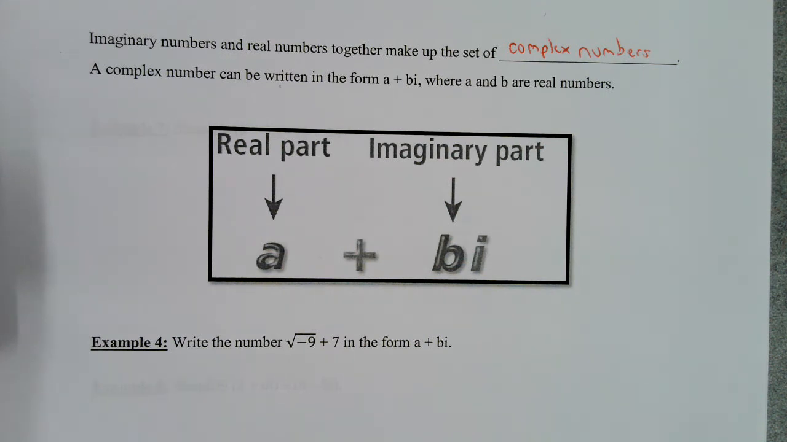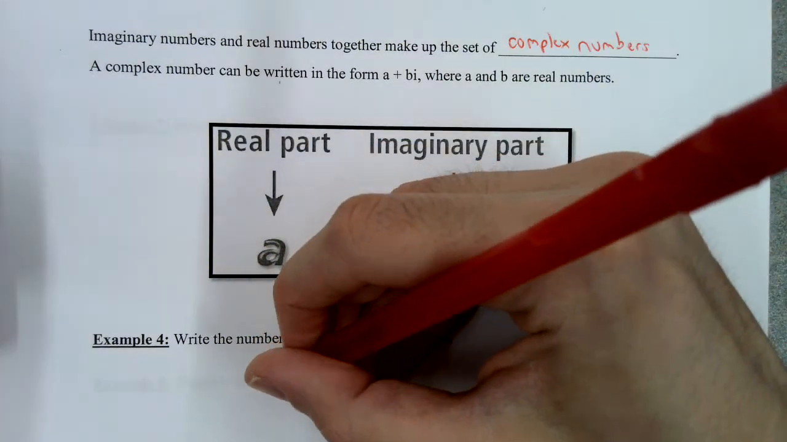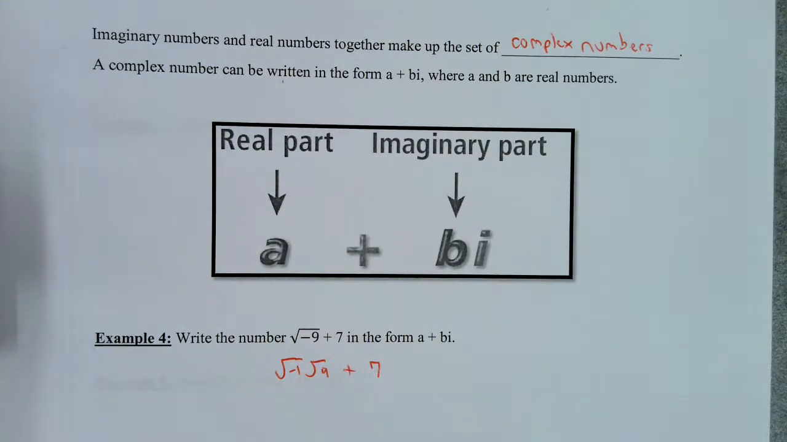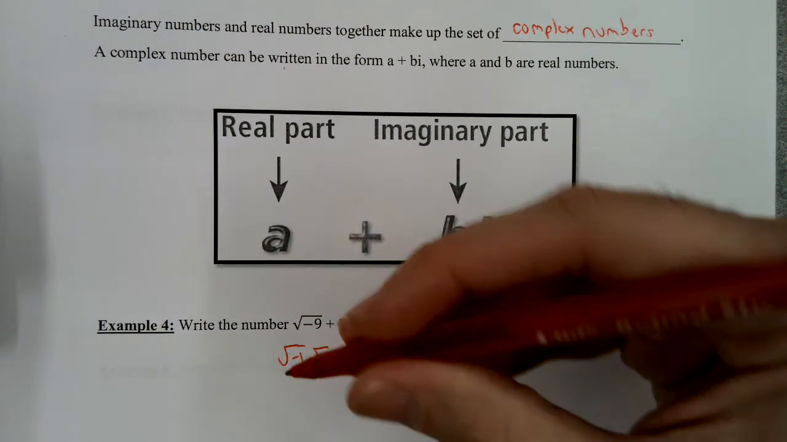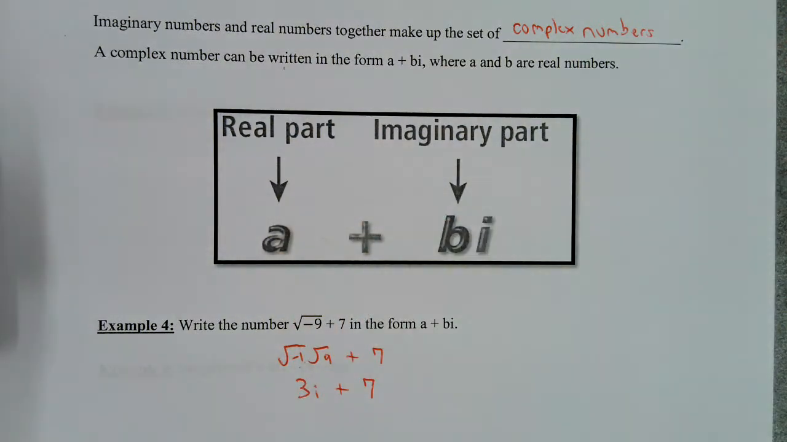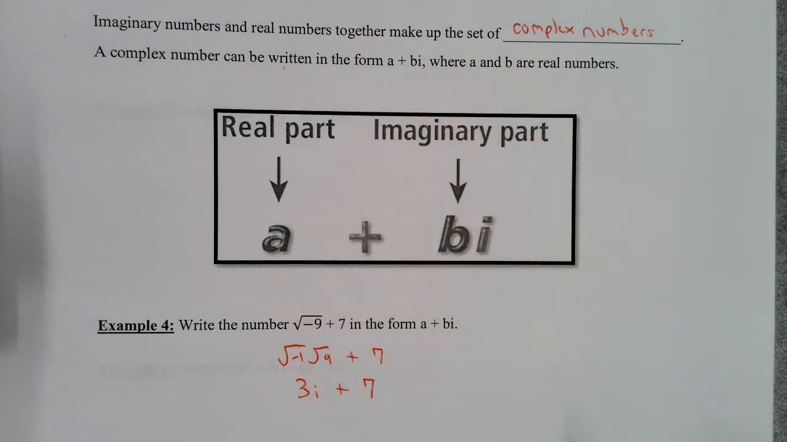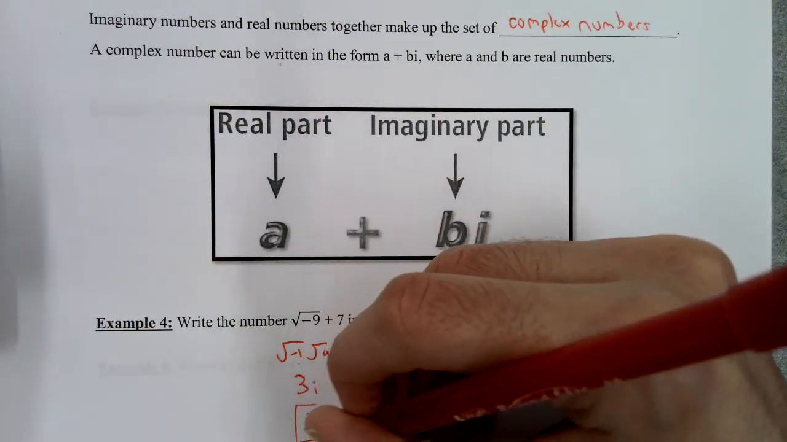Example 4. Write the number, the square root of negative 9 plus 7, in the form a plus bi. Well, when I simplify the square root of negative 9, that becomes square root of negative 1 times square root of 9 plus 7. The square root of negative 1 is denoted with i. The square root of 9 is 3. So this is 3i plus 7. And you have to write it in the form a plus bi. So I rewrite that as 7 plus 3i. Okay? That's called a complex number.